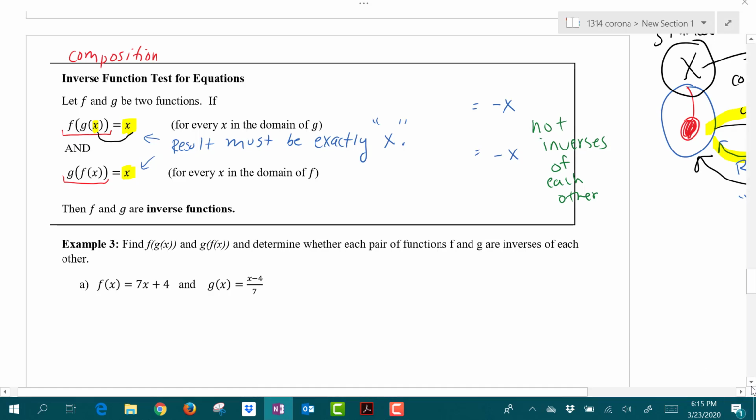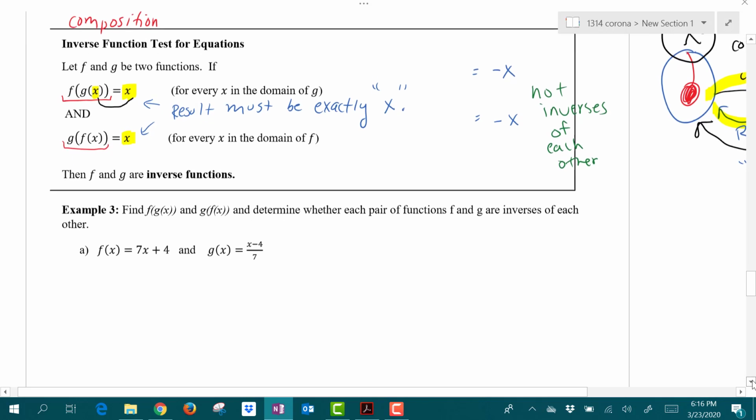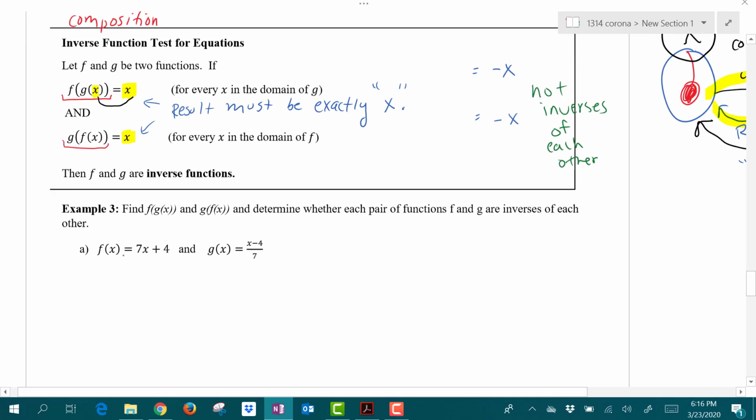So what does this test actually look like? Well, we're going to find the composition of f and g both ways, and then we're going to see if we get out exactly x for both. No more, no less. Exactly x.